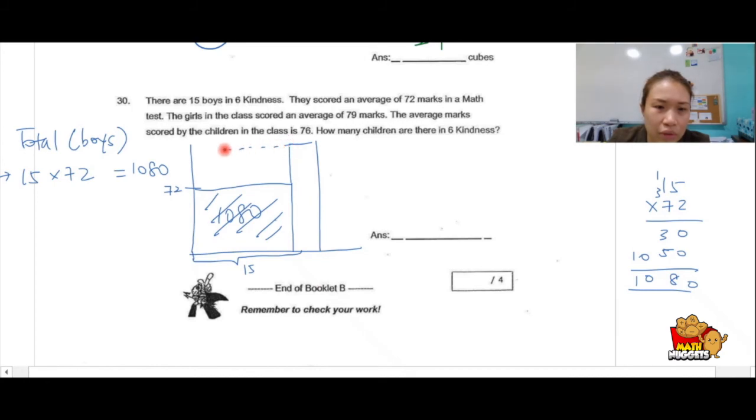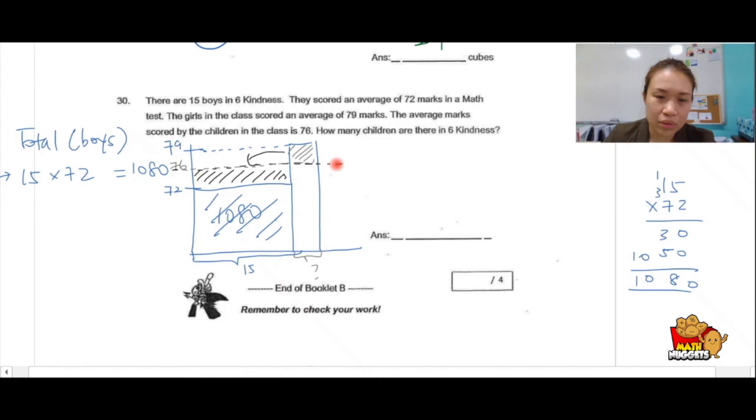So we know that the girls scored an average of 79. And the average scored by the children is 76. So we want to find how many children there are in total, which means we need to know how many girls there are. This part here needs to come here to average out. So we first need to find out what is this.